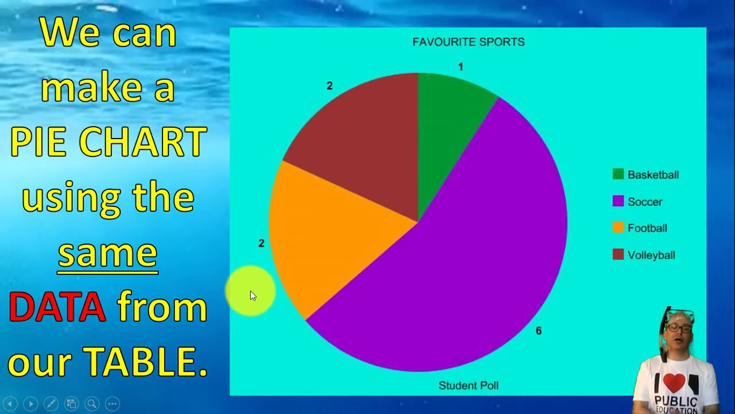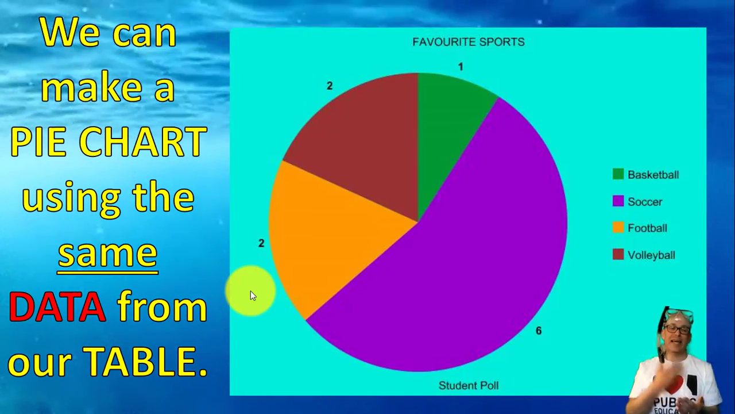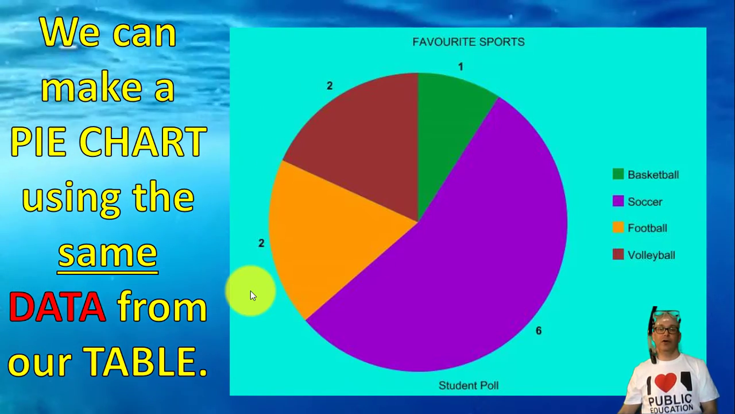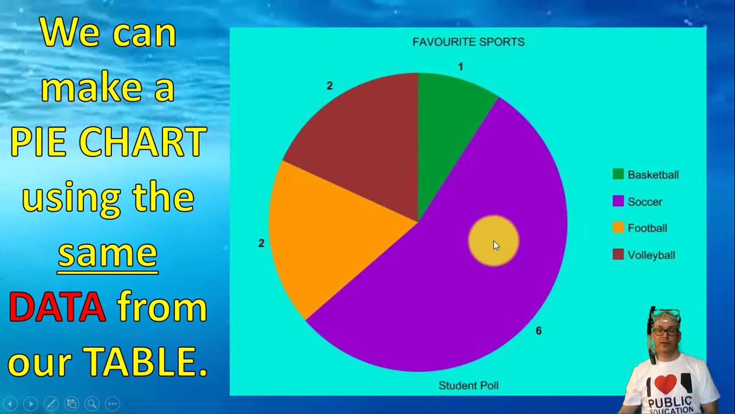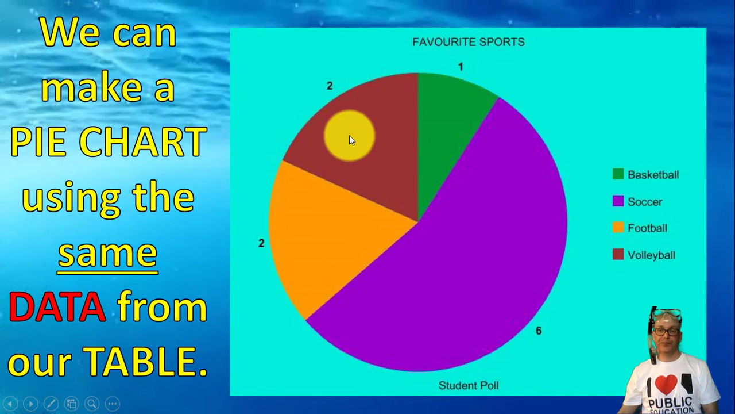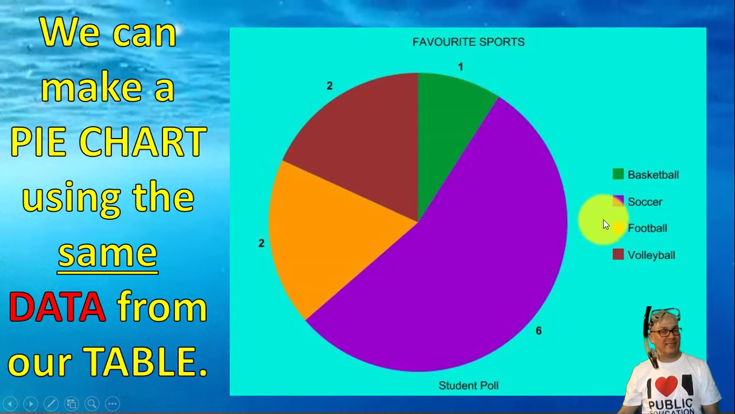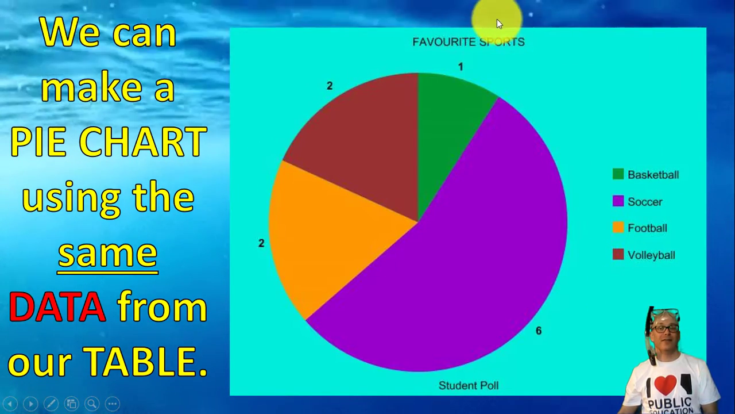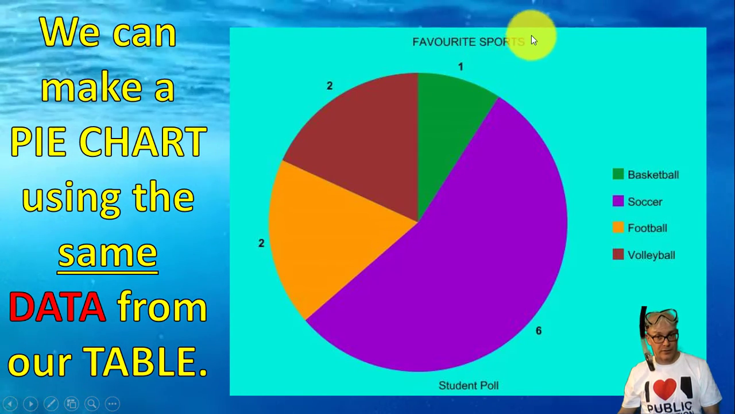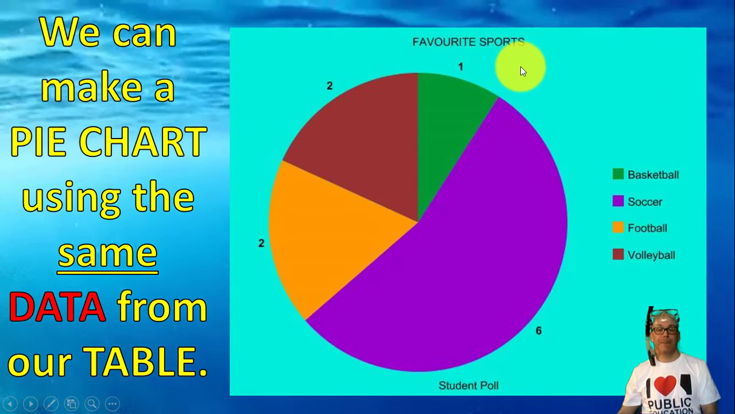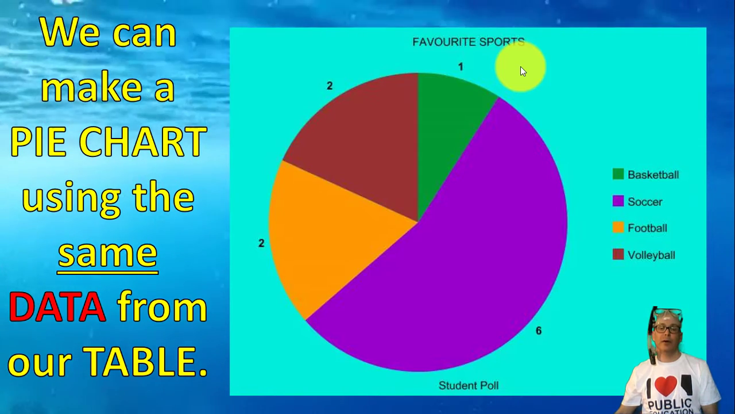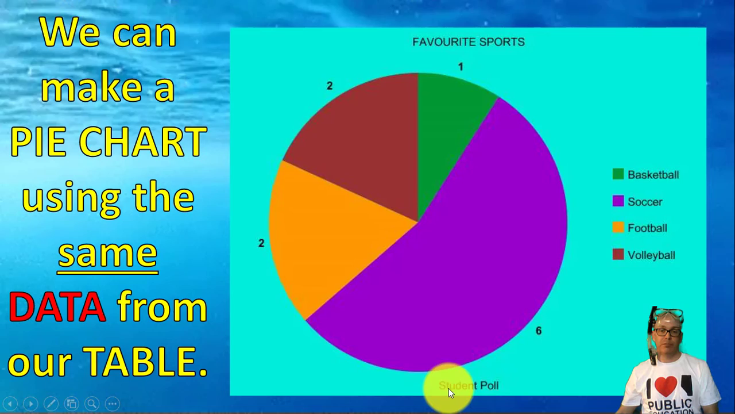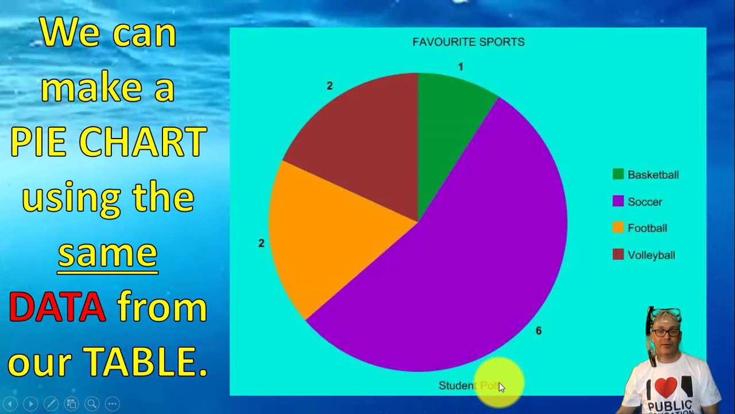We can make a pie chart using the exact same data from our table. So it's 1, right? 1, 6, 2, 2. And here's our legend. And this is our title. Good. All right. And it was part of a student poll. We polled students. We asked them a question.